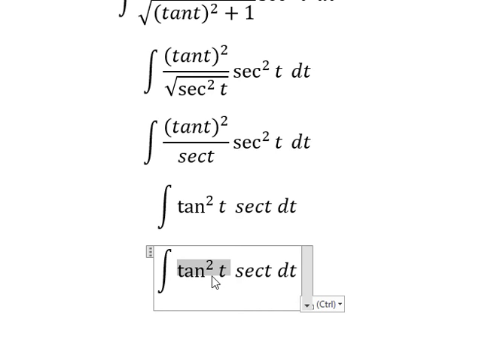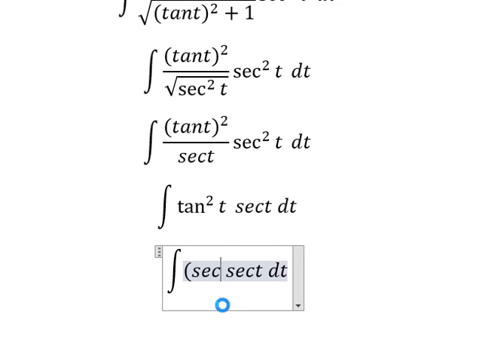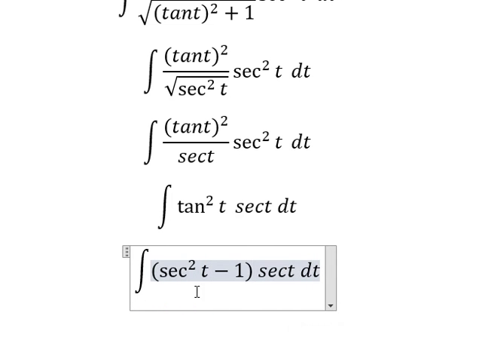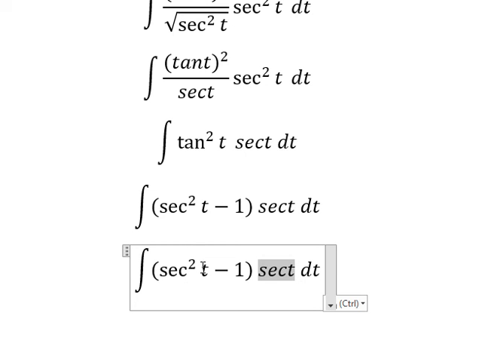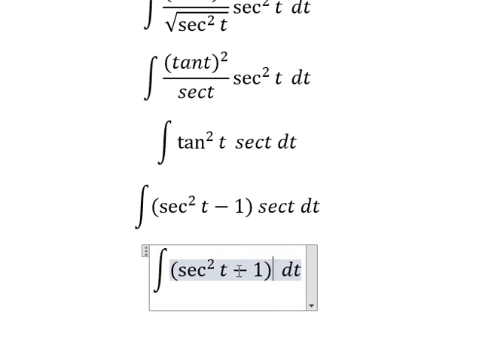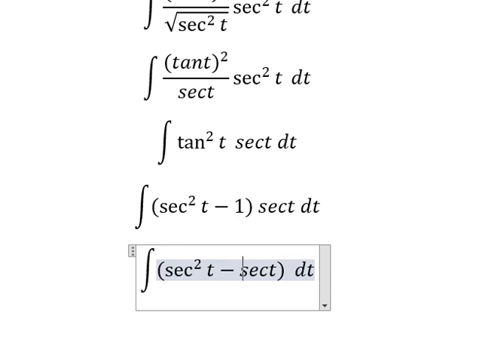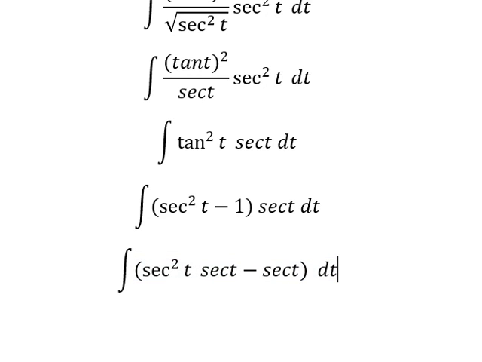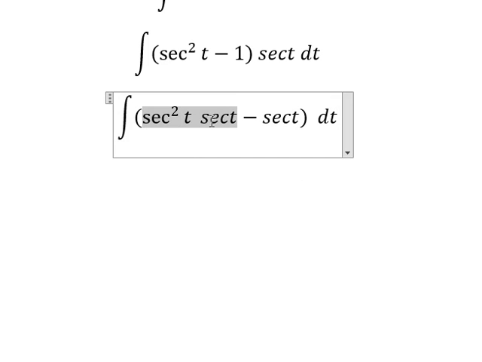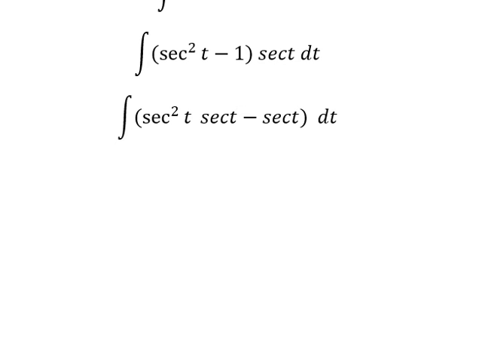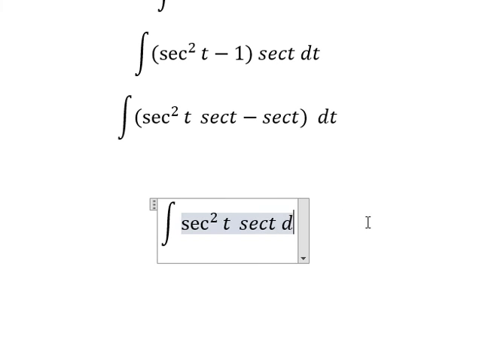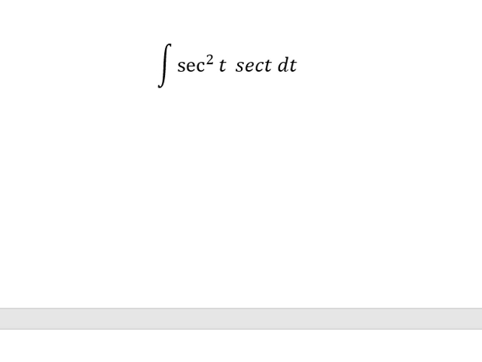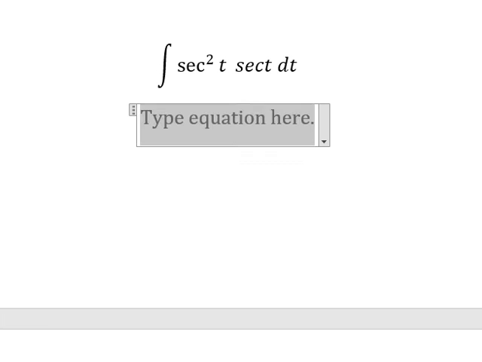We know that tan t squared, that is about secant of t squared minus 1. This is about trigonometric identities. So secant of t multiplied by secant of t squared and number 1. Now I will concentrate about this one only. So we can use about integration by parts.